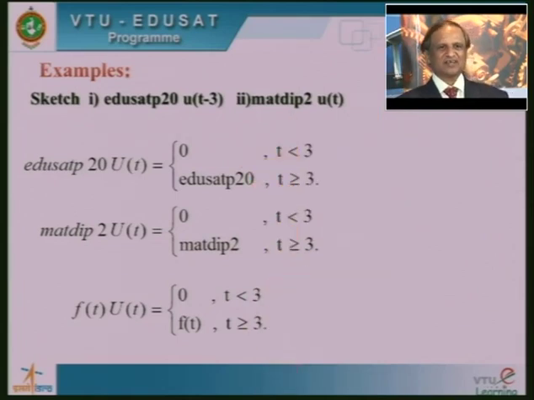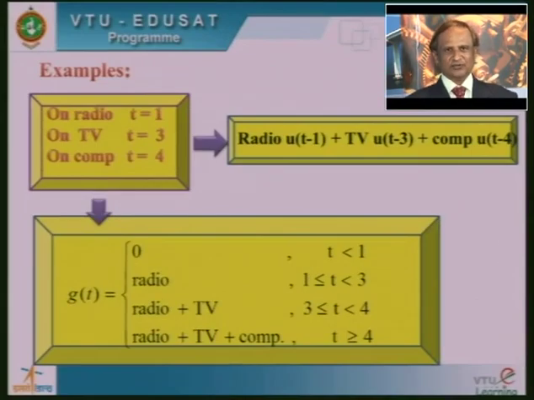Instead of writing edge chart p20 or mat diff 20, I can write any function. You can remove edge chart p20 and mat diff 2, then write any function like what I have written in this slide. F of t into u of t is equal to 0 when t is less than 3, and F of t when t is greater than or equal to 3. So like that you can write it down. And I am planning to give one more live example.